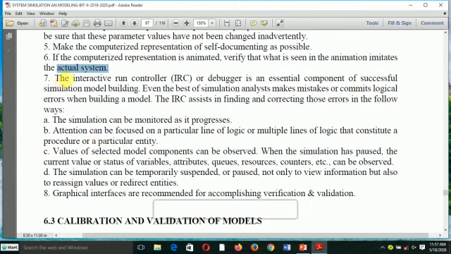There will also be an interactive run controller. This is a debugger. A debugger is an essential component of successful simulation model building. This is very important.